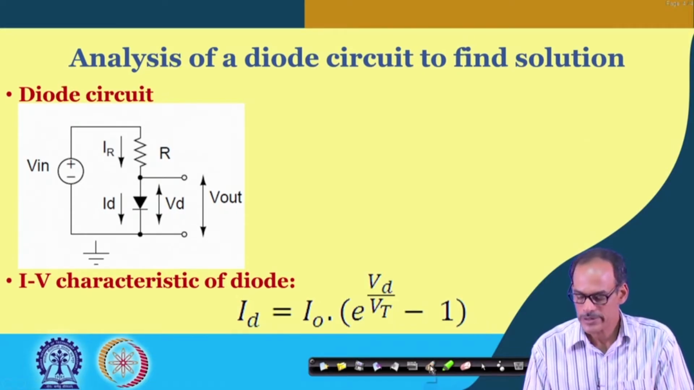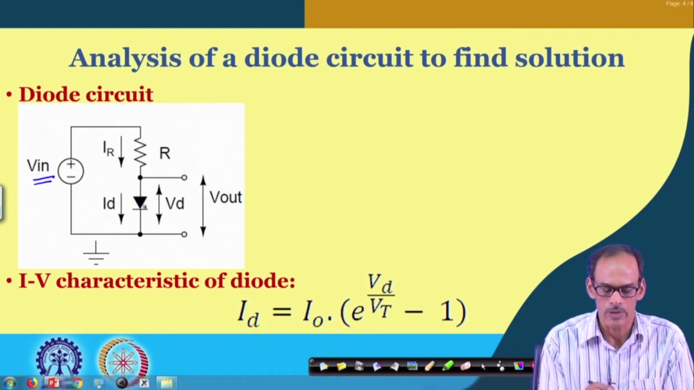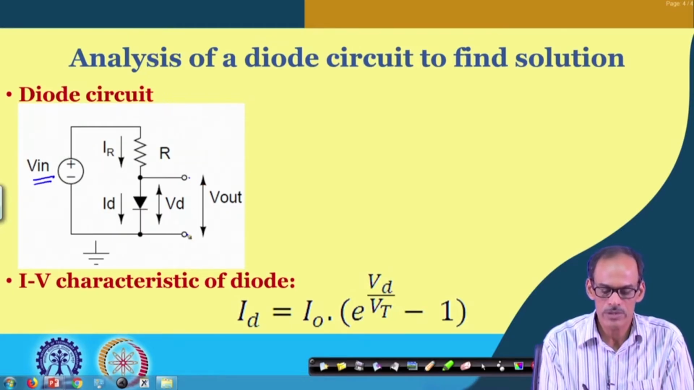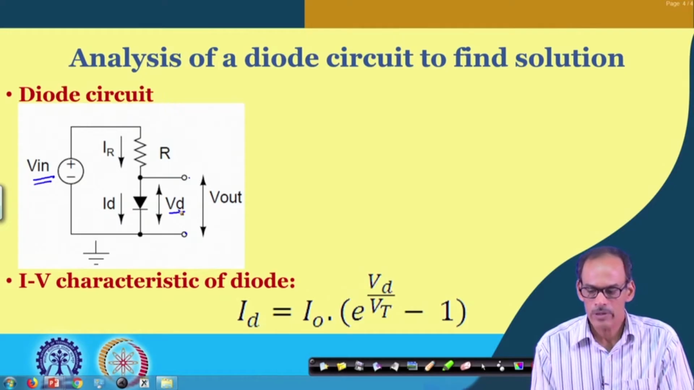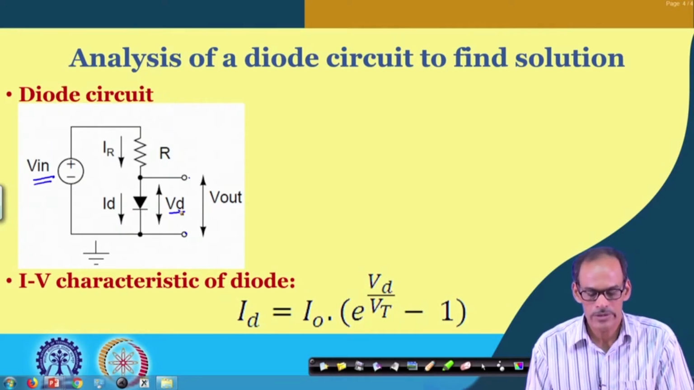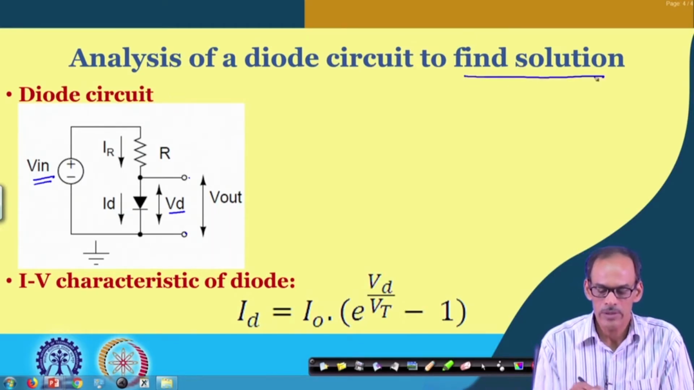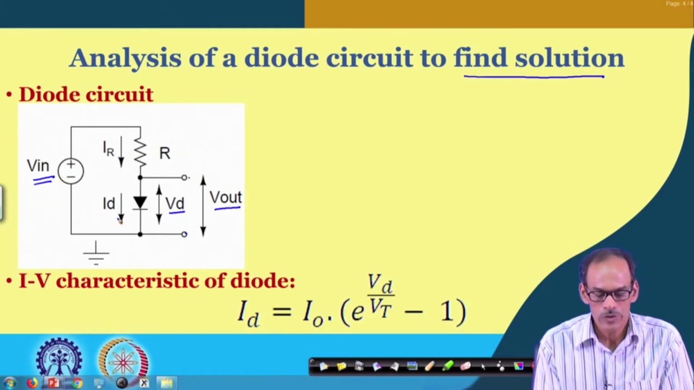What we have in this circuit is an input voltage, which is applied across a series connection of a resistor and a diode. Our objective here is to find what may be the voltage at this output port. Eventually, this is the same as the diode voltage V d. Now, to find the circuit solution, essentially we need to find V out, the voltage here, and the branch currents here, so that they are consistent with other requirements.